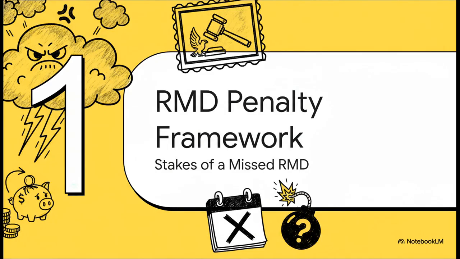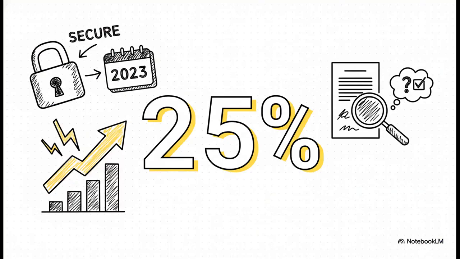So first things first, let's talk about the stakes. When an RMD is missed, the IRS hits you with what's called an excise tax. Now, this isn't your regular income tax. Think of it as a separate penalty for not playing by the rules of tax deferral. Thanks to the Secure 2.0 Act, which kicked in back in 2023, the base penalty for an RMD shortfall is now 25%.